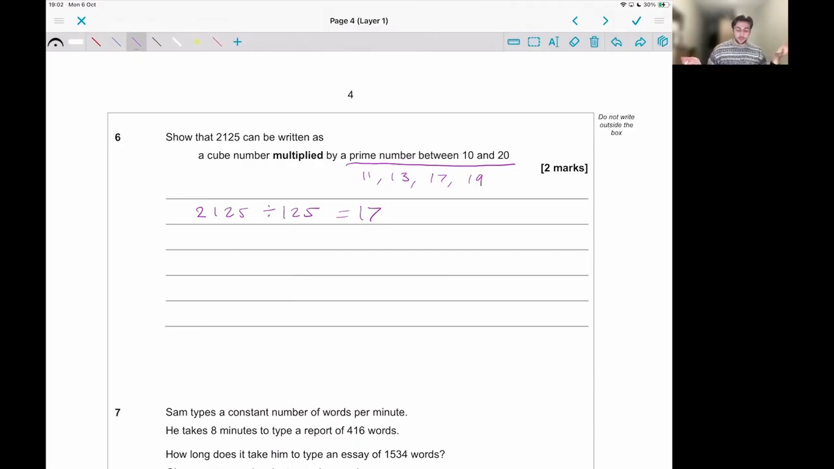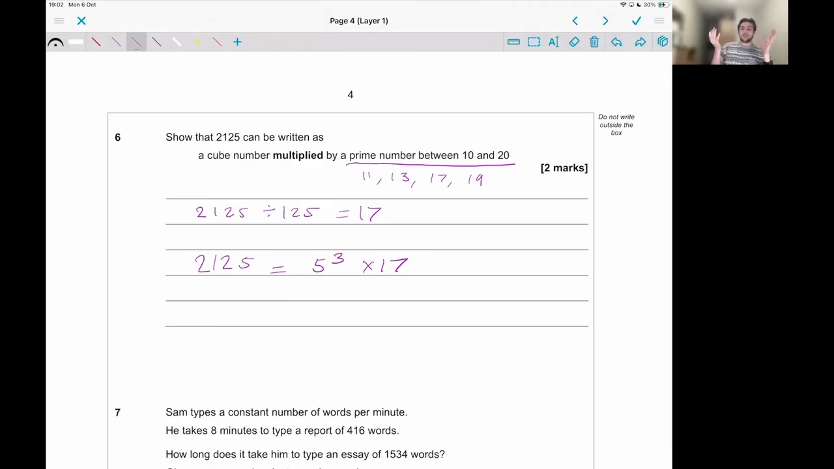So to show that it's a cube number multiplied by a prime number between 10 and 20, we have to write 2,125 equals 5 cubed, to show that we know 125 is a cube number, times 17. And that then is showing what we need to show. And we're done. That's all we need to do.